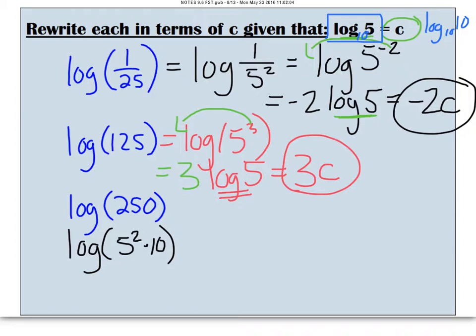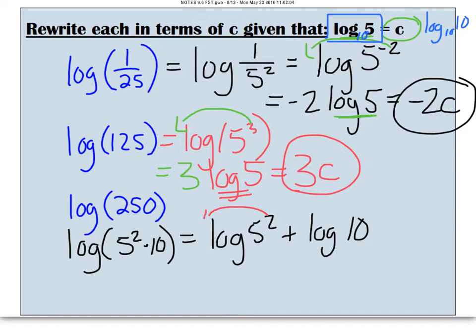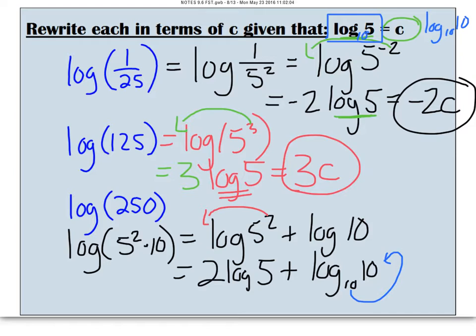Well, what I can do here is actually pull this apart. This becomes the log of 5 squared plus the log of 10. This squared is an exponent, so I bring it forward. So we have 2 times the log of 5 plus, again, I'm going to put log base 10 of 10 so you can see it better. 10 to what power equals 10? This answer here is just 1 on the back half. So let's substitute things in. 2 stays there. The log of 5 is the letter C. Log base 10 of 10 is 1. So the answer here is 2c plus 1.